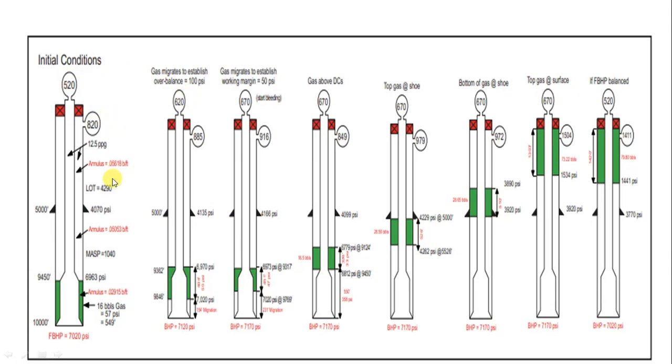How can we use the volumetric method to get rid of the gas while it migrates? Look here, assume that the drill string is plugged and you get a gas influx, and its pressure here is 520 and here 820.